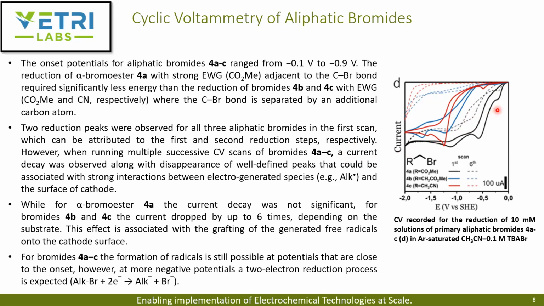So for all three aliphatic bromides, the formation of radicals is still possible at potentials that are close to the onset, and at more negative potentials, a 2 electron reduction process is expected, where you directly form the alkyl anion.